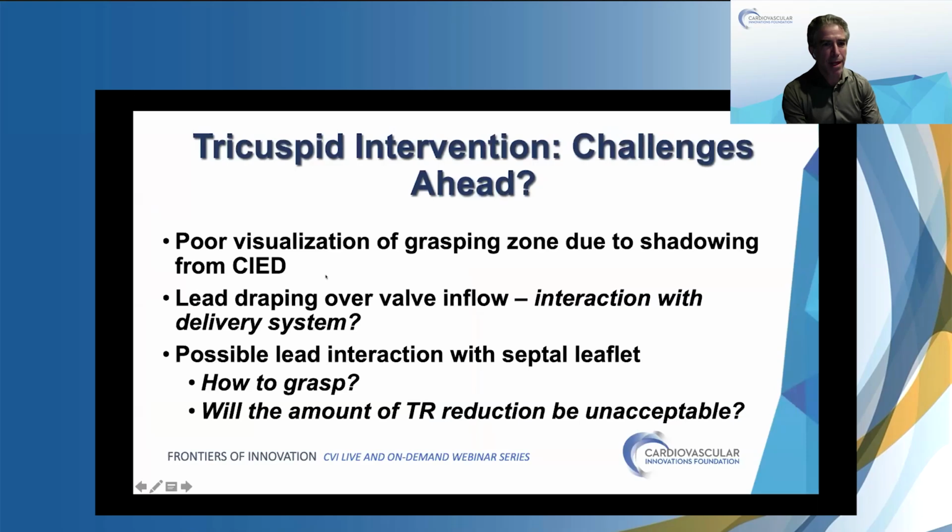All right, so this is the summary, really. Poor visualization of the grasping zone due to shadowing from the lead. There's also a lead draping over the valve inflow, things we worry about. Interaction you have to be careful with, and there is possible lead interaction with the septal leaflet. And how are we going to grasp this? Can we grasp it? And will the amount of TR reduction be unacceptable? Next slide.